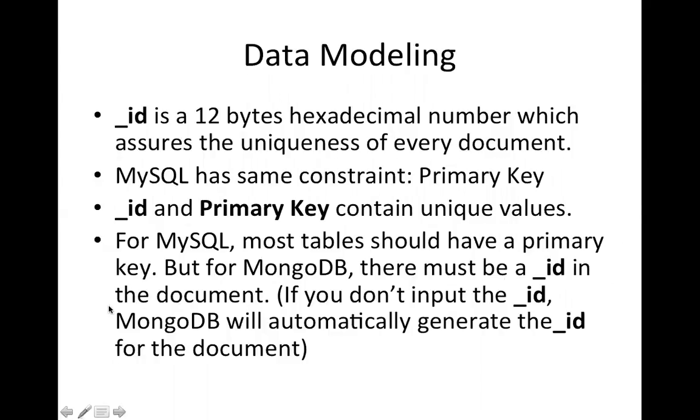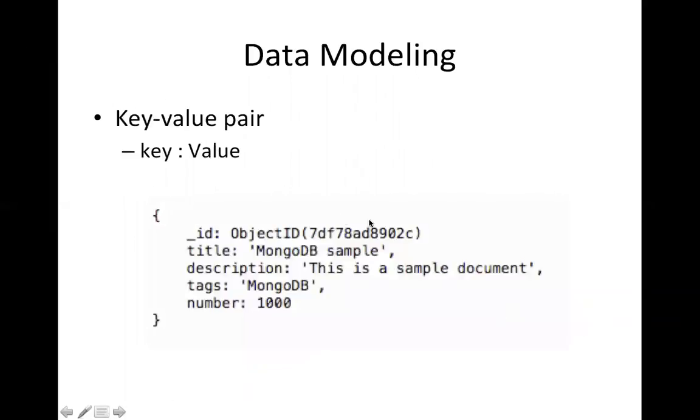But for MongoDB, there must be an ID in the document. If you don't put an ID in the document, like you don't define a value for the ID, MongoDB will automatically generate the ID for the document. So if you ignore the ID, when you query and print the document on your screen, you can still find an ID, and it should look like that, or maybe a little bit different, but it's still the object ID.